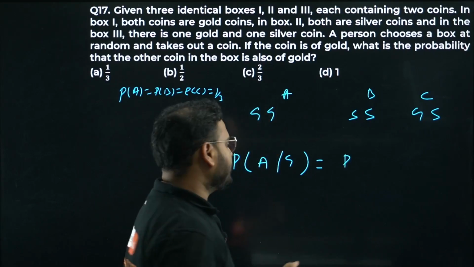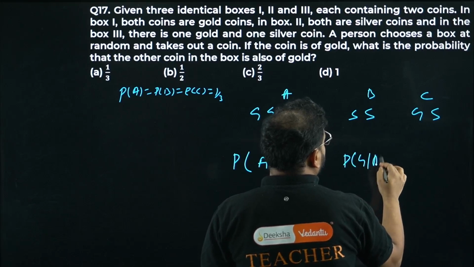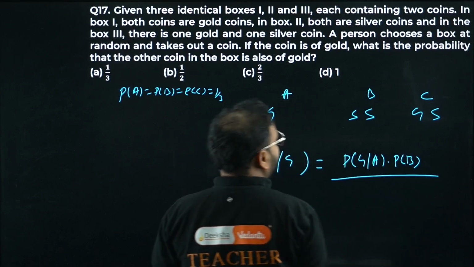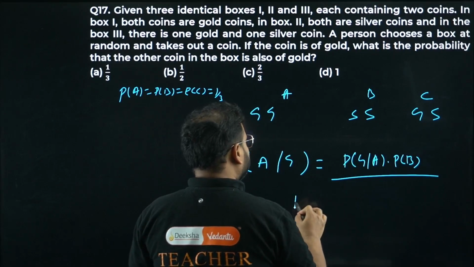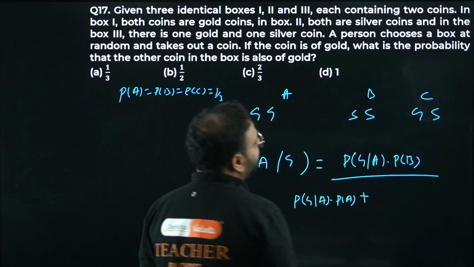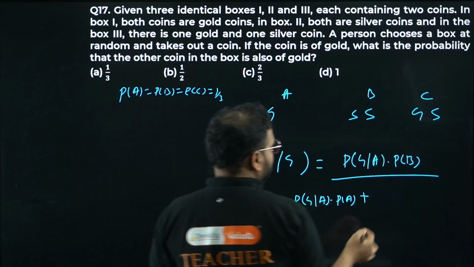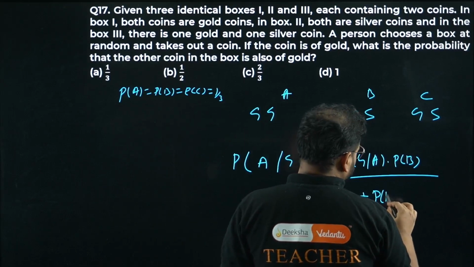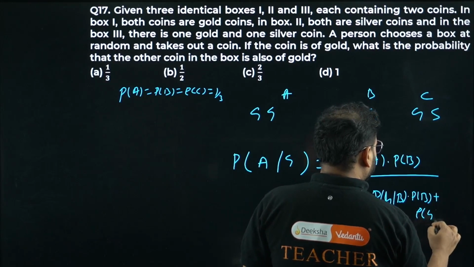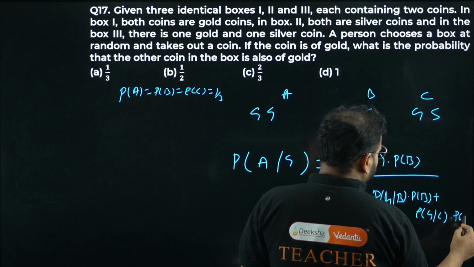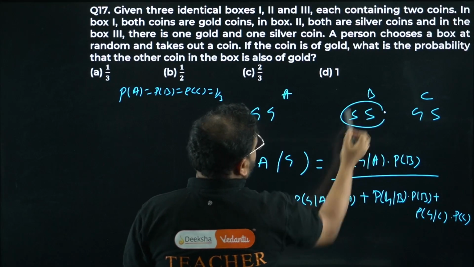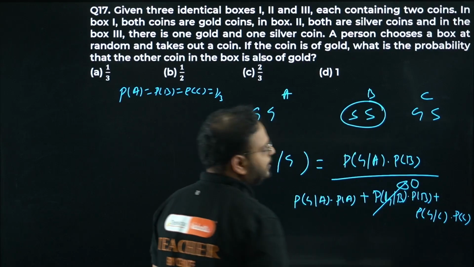I'm going to apply the Bayes theorem now. So P of gold from box A times the chance of picking box A, and again we'll write the total probability: P(G|A) into P(A) plus P(G|B) into P(B) plus P of gold from box C and P(C). Why not the second one? Because is there a gold in the second box? There is no gold over here. This will become 0.